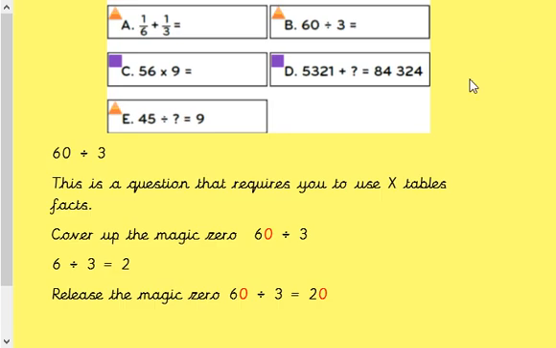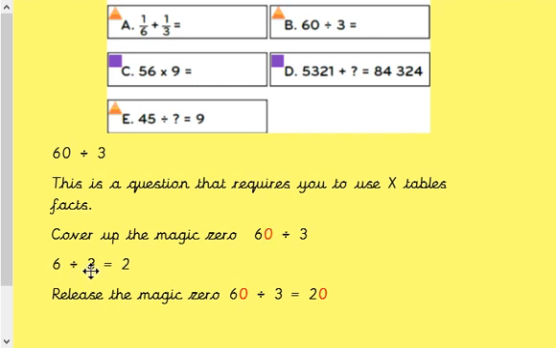Second question this morning is a mental strategy question. It's saying 60 divided by 3. So this is a question that requires you to use your times table facts. What I've always said all the way along, if you get something like this, cover up your magic 0, and that leaves you here, in this case, with 6 divided by 3, or how many 3s are in 6.